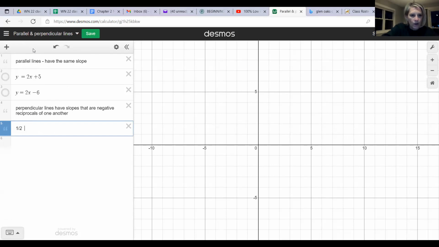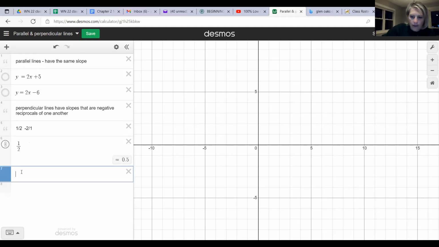So slopes that are reciprocals could be 1/2, and then it would be -2/1. Those would be reciprocals. Their fractions are opposite of each other. Okay, so 1/2, and then -2/1. Let me retype that because that was not correct. Okay, so those are reciprocal. 1/2 and -2/1 are reciprocal fractions. So they would be reciprocal slopes.